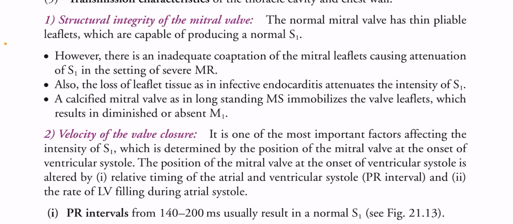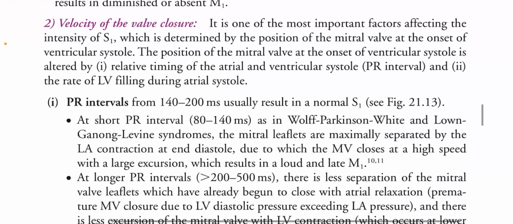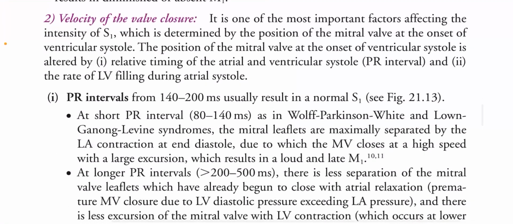Now, the velocity of the valve closure. It is one of the most important factors affecting the intensity of first heart sound, which is determined by the position of the mitral valve at the onset of ventricular systole. The position of the mitral valve at the onset of ventricular systole is altered by 1. relative timing of the atrial and ventricular systole, and 2. the rate of LV filling during atrial systole.